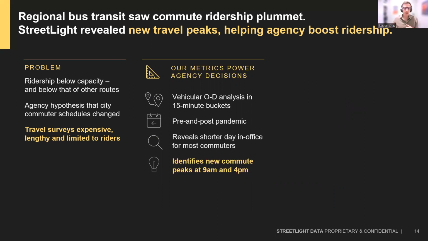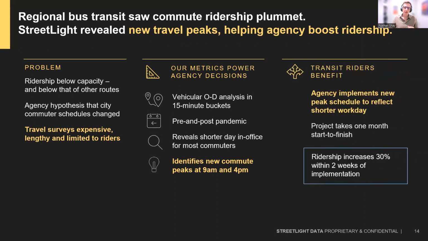They were able to look at how things had changed in the pre-pandemic and post-pandemic periods. What they found was that people were spending less time at the office downtown. Those peak periods had shifted. Whereas before it had been more stereotypical, maybe 6 or 7 a.m. to 5 or 6 p.m., post-pandemic it was more a 9 a.m. to 4 p.m. peaking activity. So they implemented changes in their transit schedules based on this new peaking that they identified with StreetLight. And within 2 weeks of the change, their ridership had increased by 30%. That just shows the power of being able to do something like this very quickly, harness all this data that's just sitting out there, and make some decisions on it.